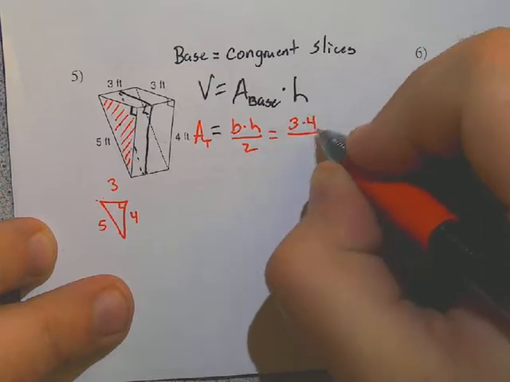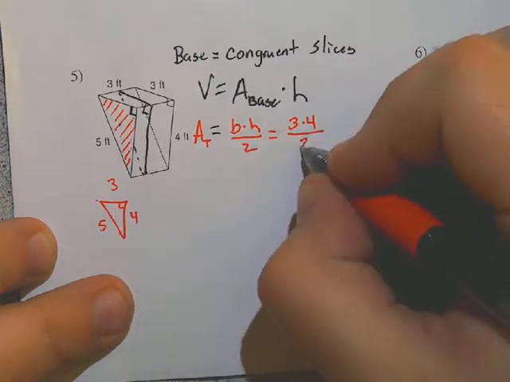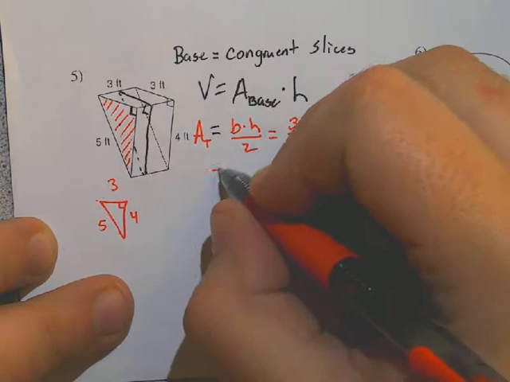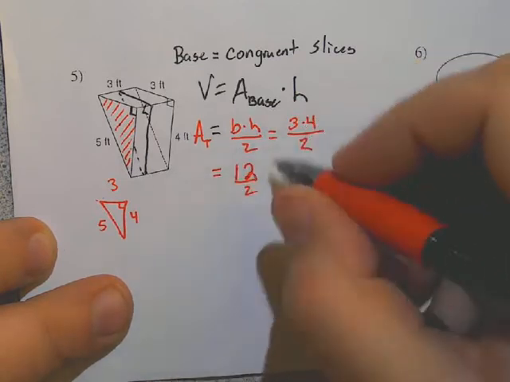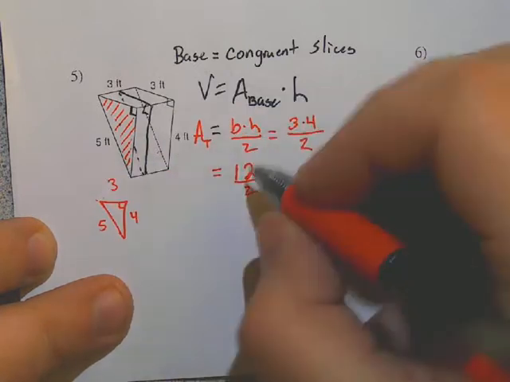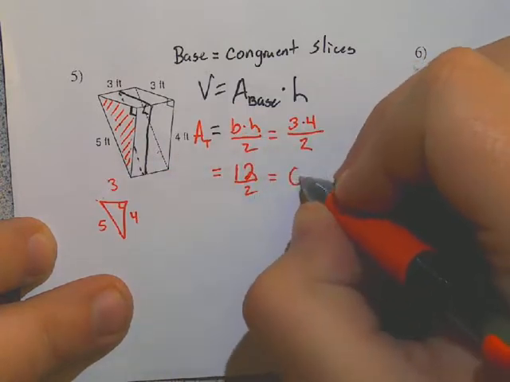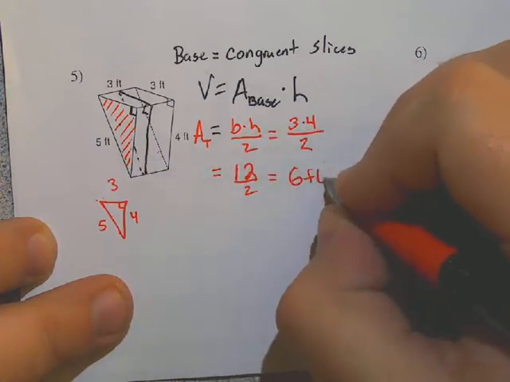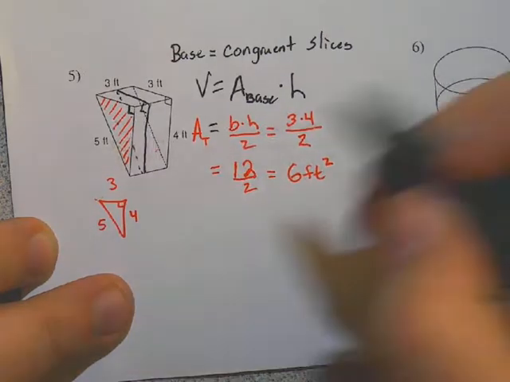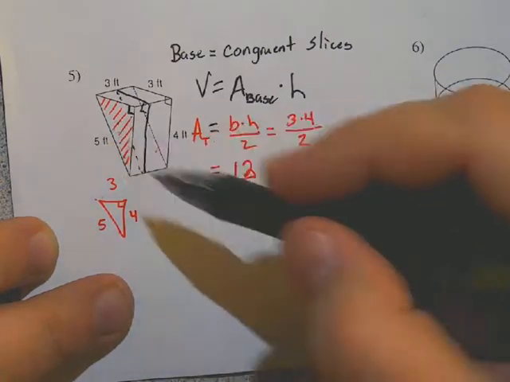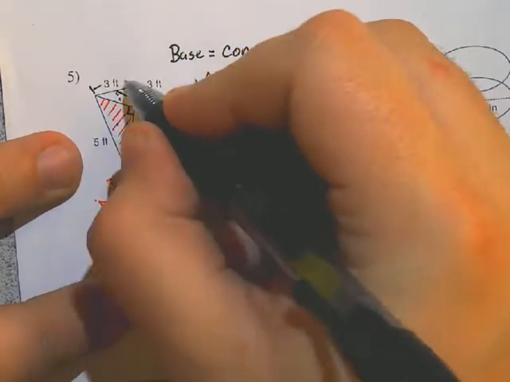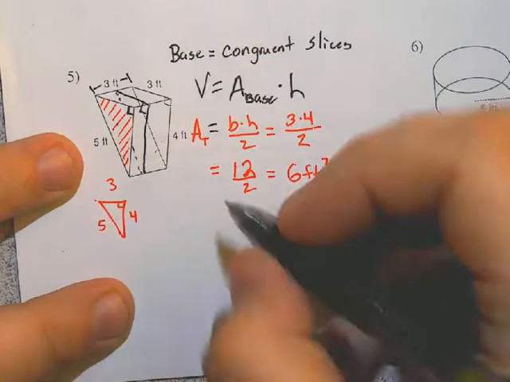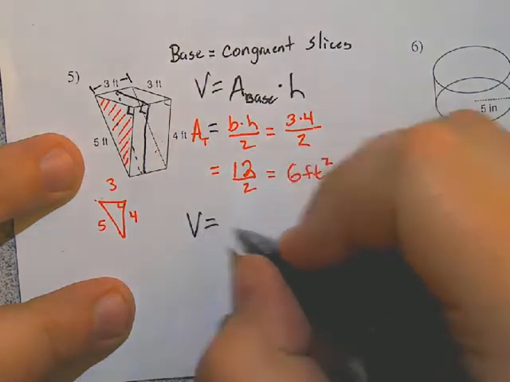So I can call 3 the base and 4 the height. Or I could turn it over and call 4 the base and 3 the height. It doesn't really matter what you call it. But it does need to be 90 degrees apart. And so 3 times 4 are 90 degrees apart. Multiplying that out, I'm going to get that is 12 divided by 2. And these are feet, so it's going to be feet squared, which is 6 square feet. So the area of one slice is 6 square feet.